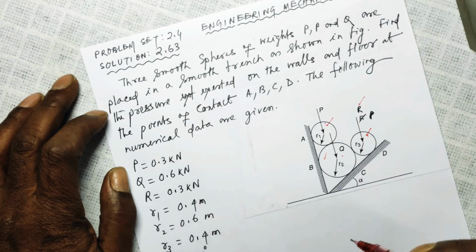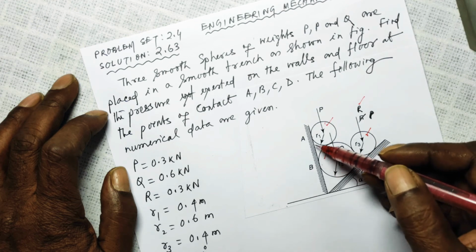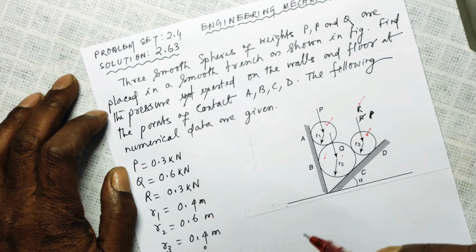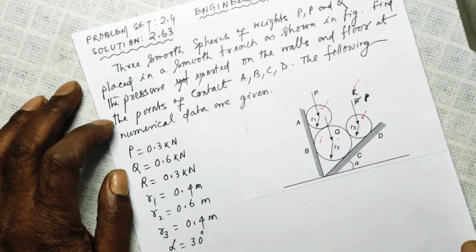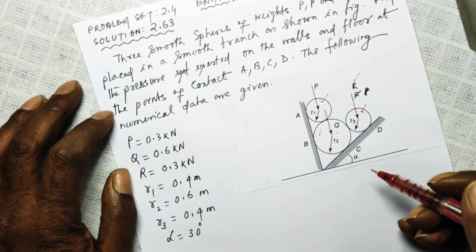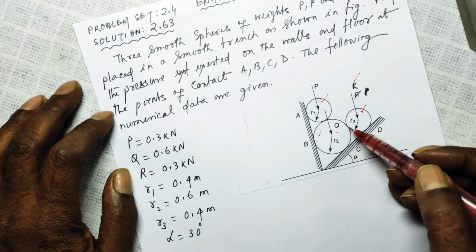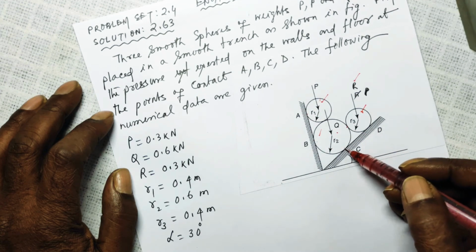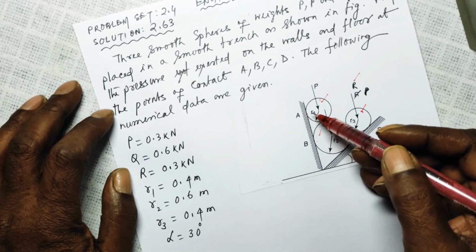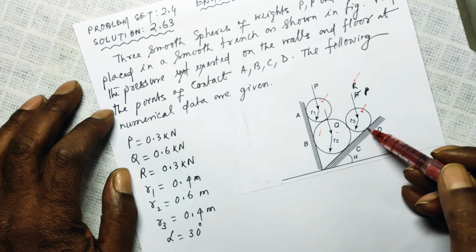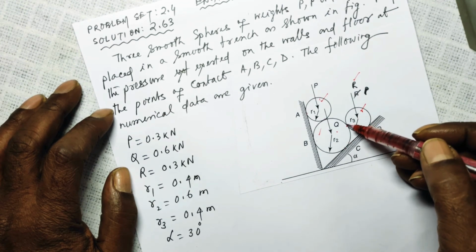They are placed in a smooth trench. This is a smooth trench. No force of friction here, here, here, here. As shown in the figure, find the pressure exerted on the walls and at the floor at the points of contact A, B, C, D. Look, here is a point of contact, and so on. So we have to find the pressure exerted here, here, here and here. That is the normal reaction force. And the pressure here and here.